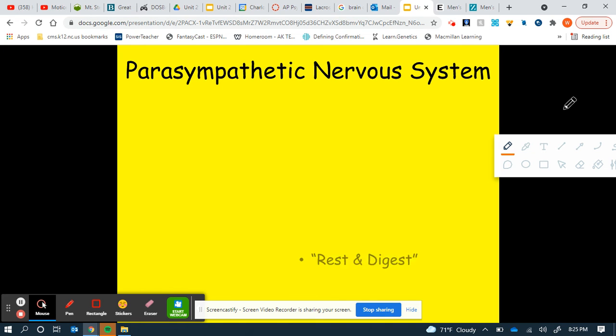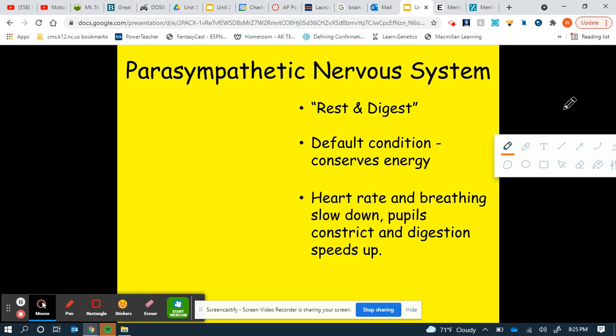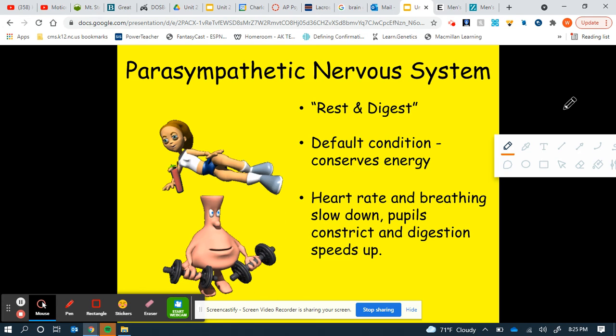The parasympathetic nervous system is what is referred to as rest and digest. And it is basically what they would say is our default condition, right? This is where we are at most of the time. Okay, if we are not in a stressful situation, if you're just hanging out, that is the parasympathetic nervous system that is active. Parasympathetic nervous system is relaxation.